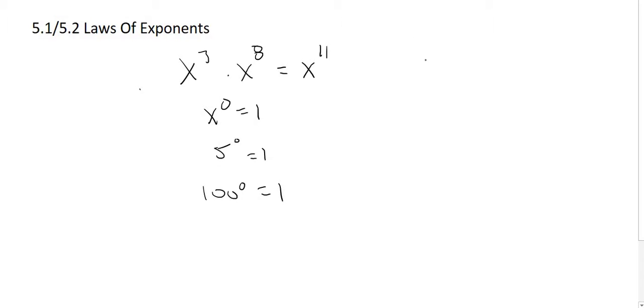If I had 5 to the negative 2 power, that becomes 1 over 5 squared. The 5 is on top, so it moves to the bottom, and then becomes a positive exponent. So then I can say it's 1 over 25.